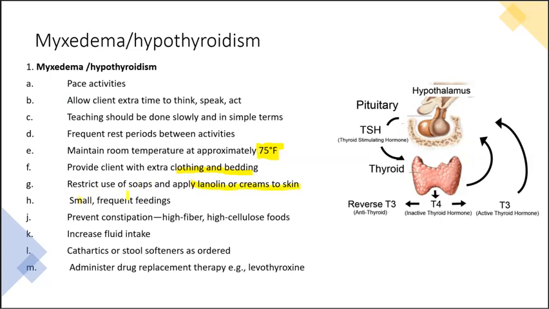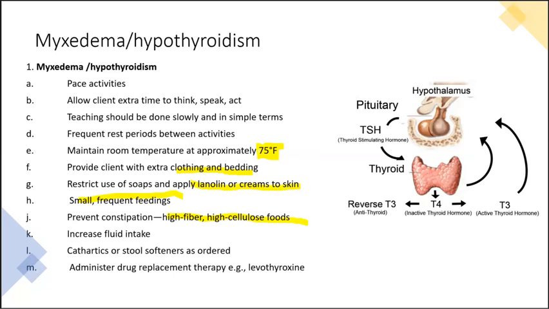Small, frequent feedings. You could also relate that to the constipation we talked about. Again, you could also prevent constipation with a high fiber, high cellulose diet. Increase fluid intake. This would also help with constipation also. We can also give cathartics or stool softeners. Explain to the client that symptoms are reversible with treatment. This would also help the client to relax. Again, you want to explain to the family that client's behavior is part of the condition and will change when treatment begins.